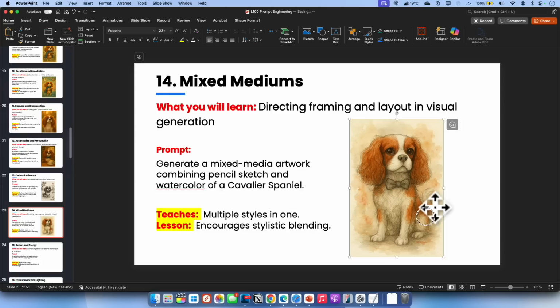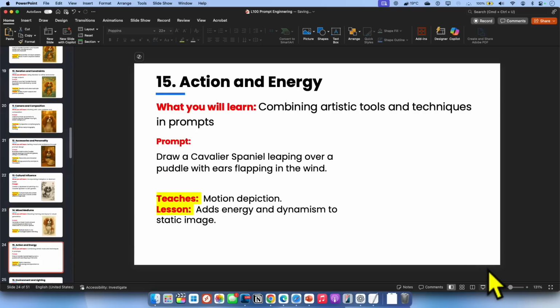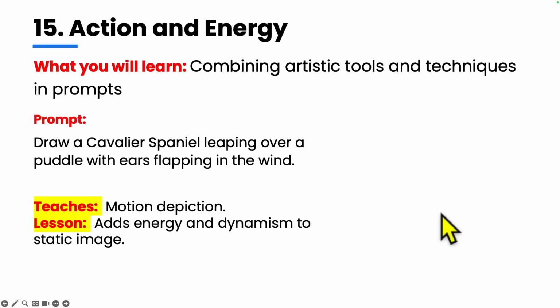All right, let's do a little bit of formatting. All right, looks good. Let's go to the 15th example. Here we are trying to learn action and energy. What we are trying to learn is adding some sort of an action move. Like we learned before, we didn't even specify the action.